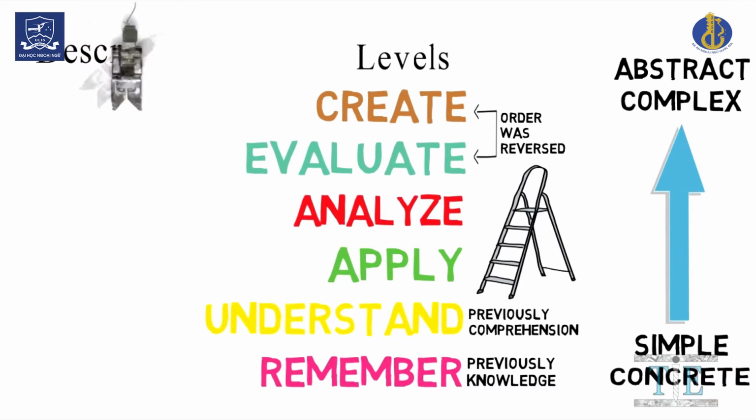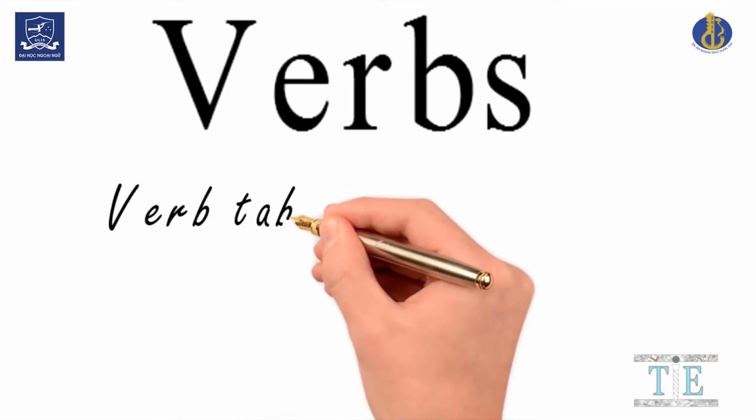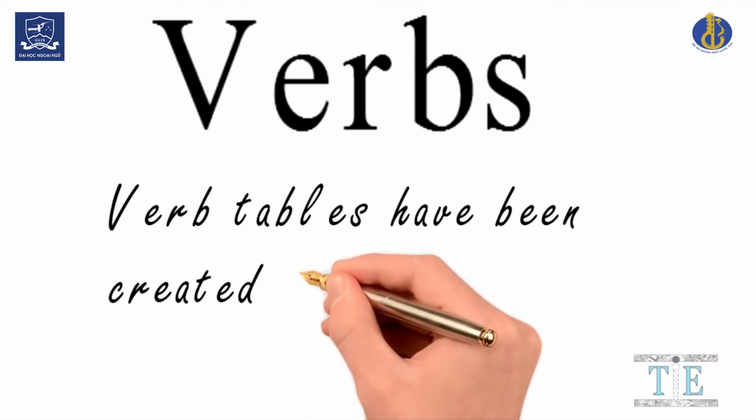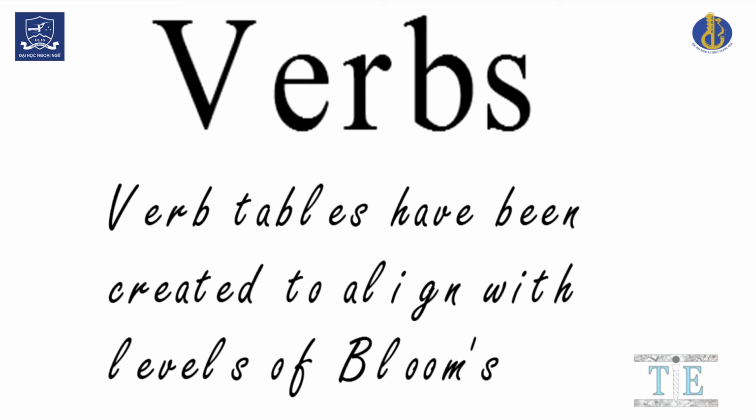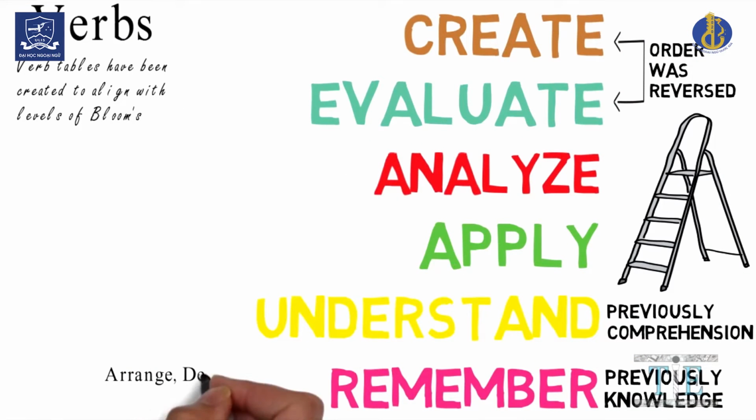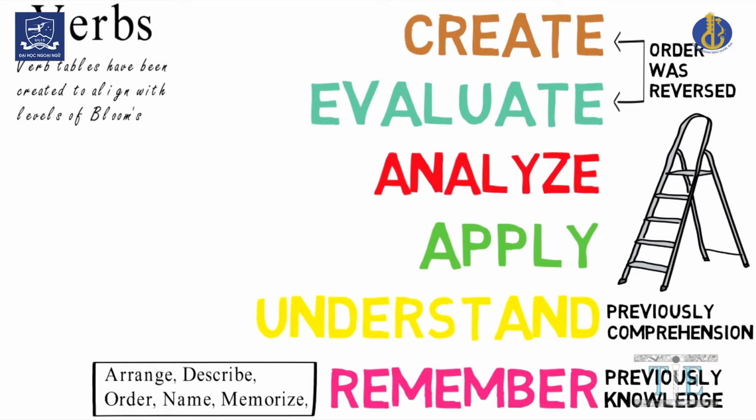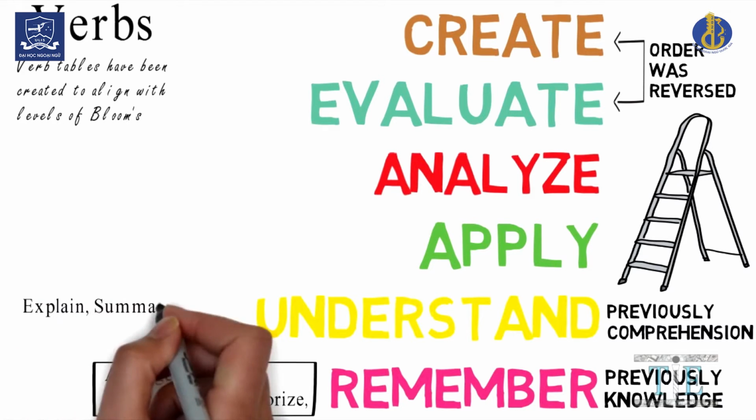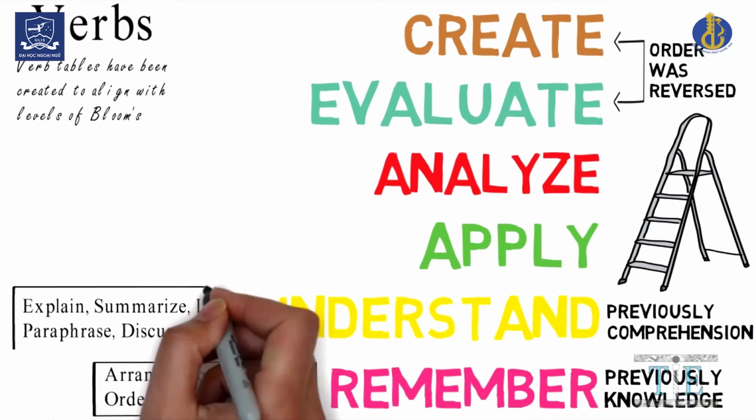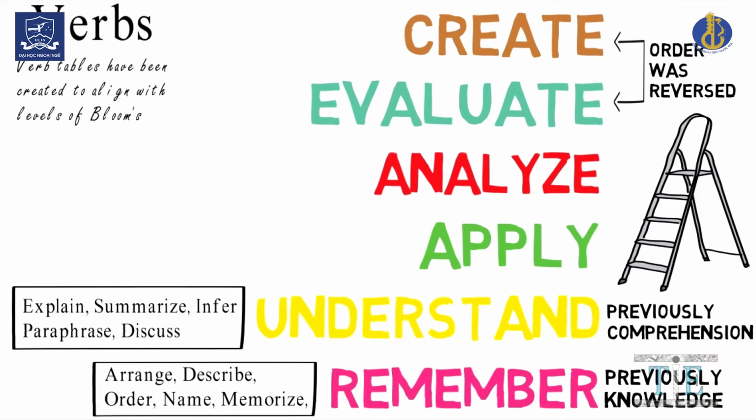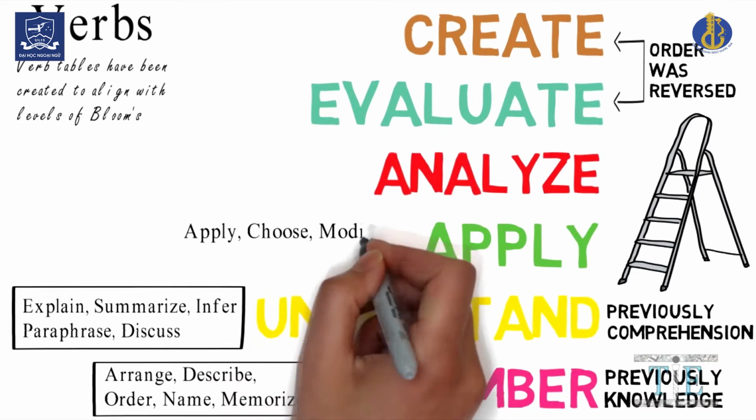When utilizing Bloom's taxonomy as educators, descriptive verbs have been made available to help educators plan lessons. Verb tables have been created to align with levels of Bloom's. Arrange, describe, order, name, memorize. Those particular verbs are used to set objectives for remember level. Explain, summarize, paraphrase, infer, discuss, are all aligned with understanding.